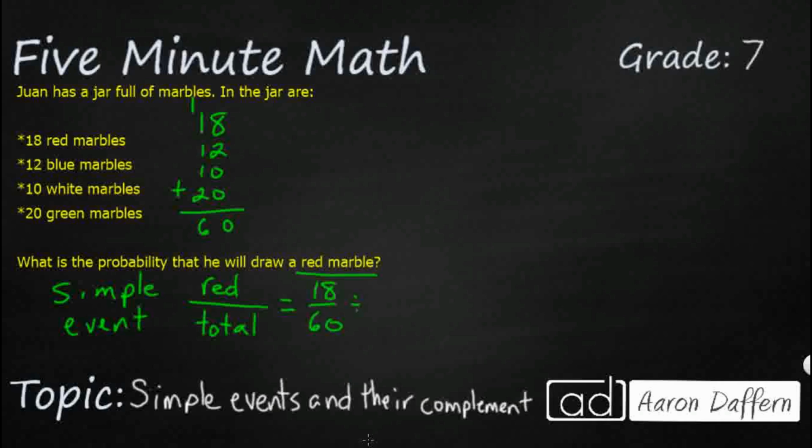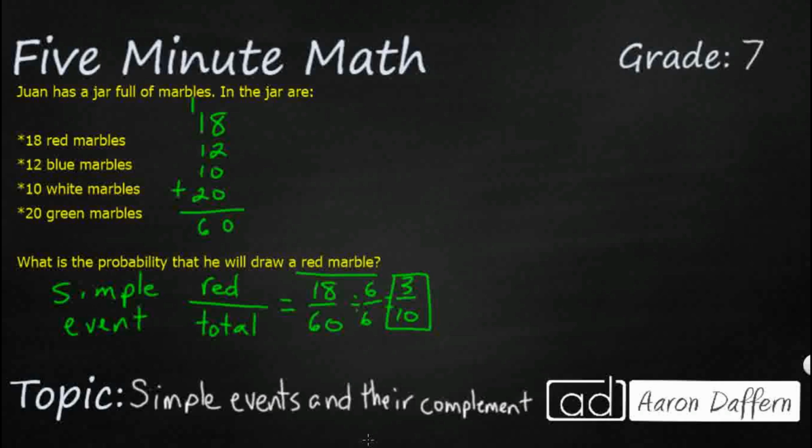Both of those can be divided by 6. You're never going to get a fraction like that most likely that is not going to need to be reduced. So we are going to get 3/10. So this is your answer to your simple event.